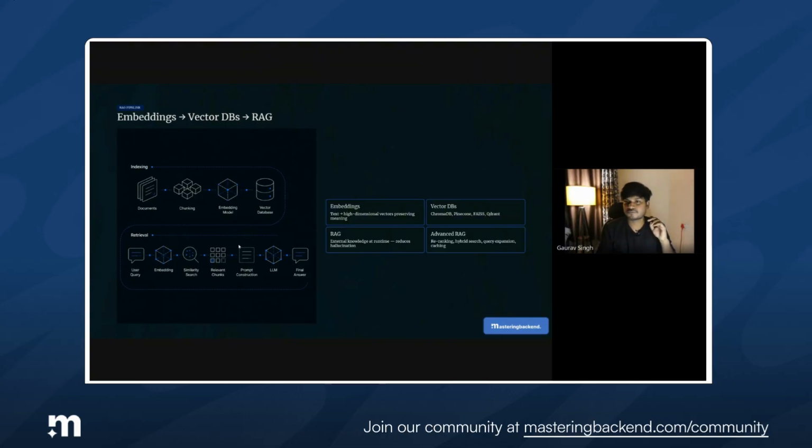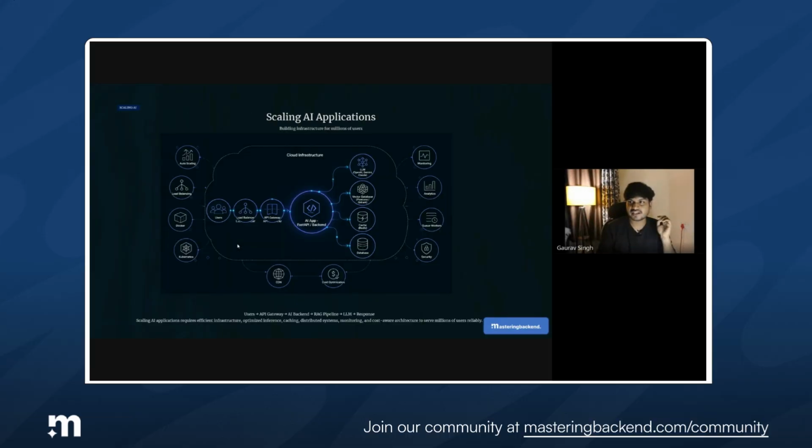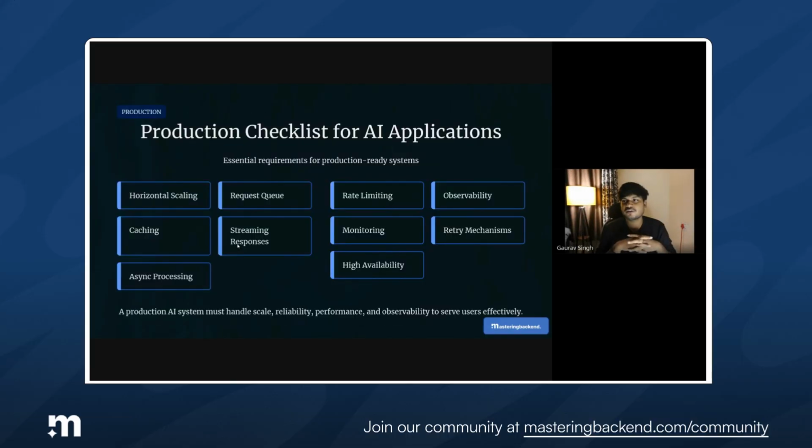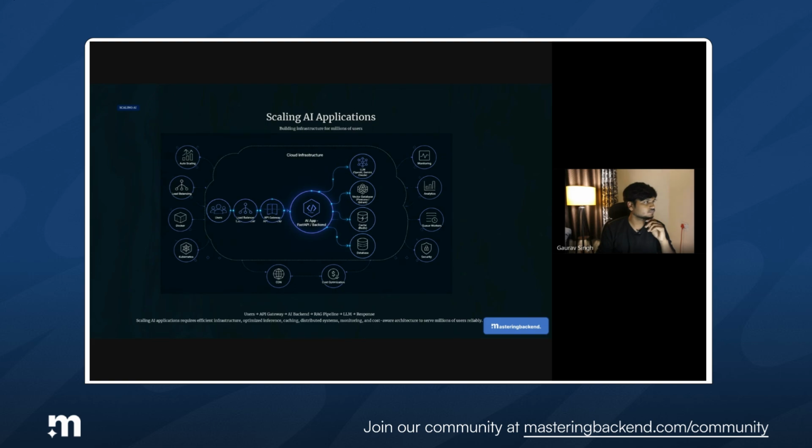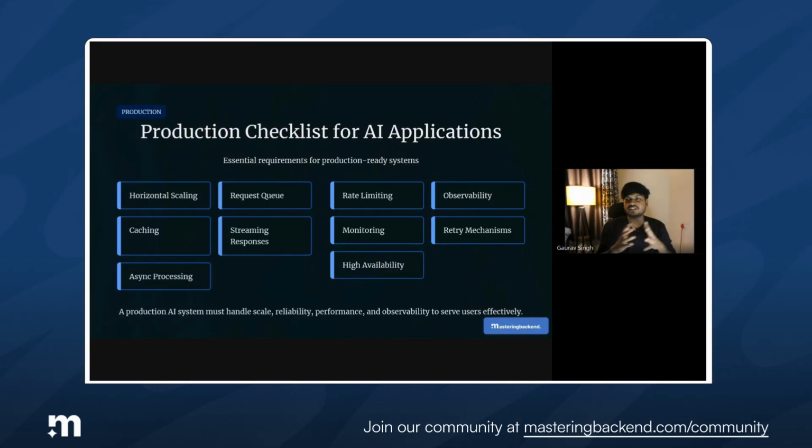So now let's move to the next slide. This is the most important thing that we are going to build. If you are building any AI application, you should know how to scale it. There are many ways to scale. So as an AI application, I am telling you how you can scale your AI application.